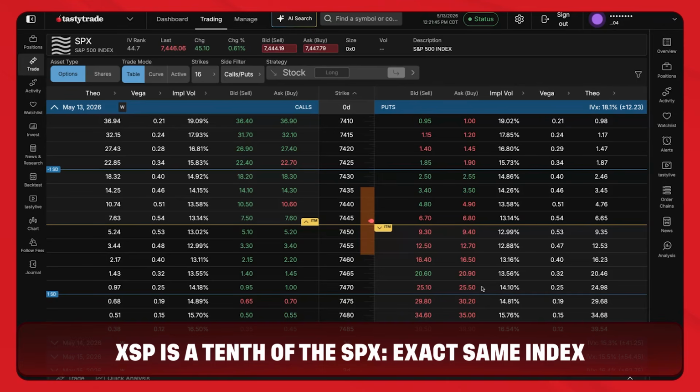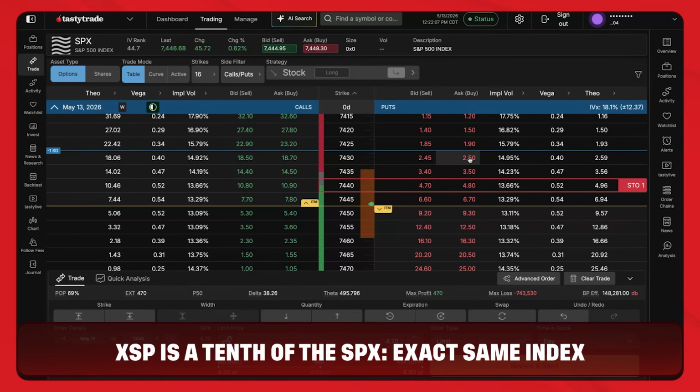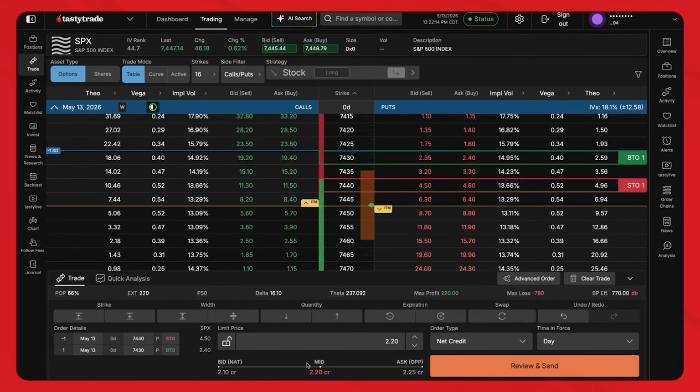So if I look at these SPX options right now, SPX is trading at 7446. If I click into, let's say I create a short put spread, I'll sell the 7440 put and buy the 7430 put. So that's the short 7430, 7440 put spread. And the price is about $2.20 credit. Okay, let's remember that. $2.15, $2.20.